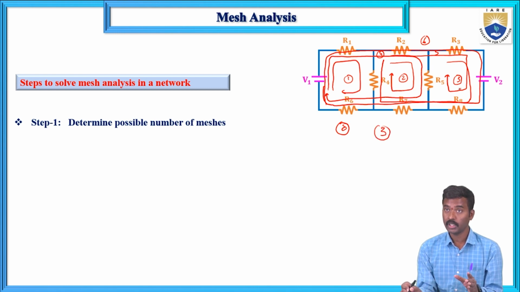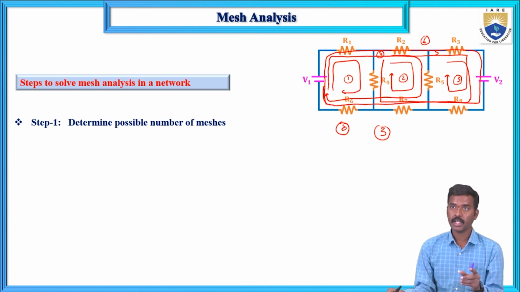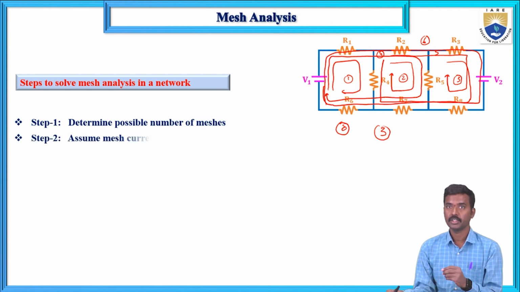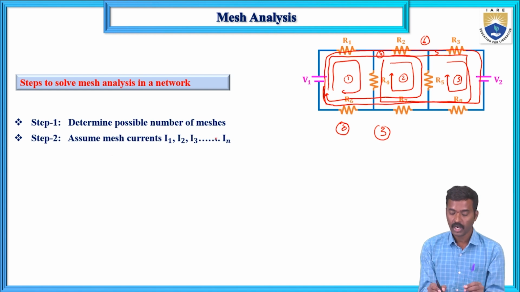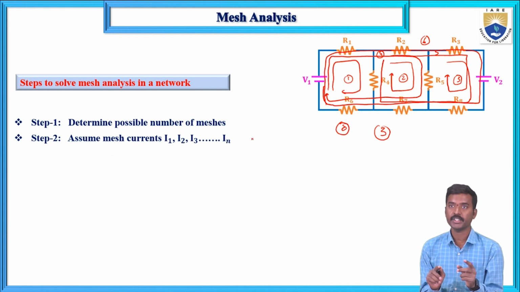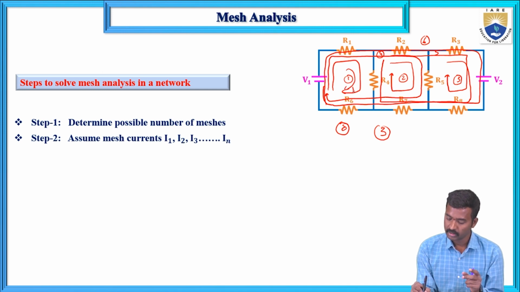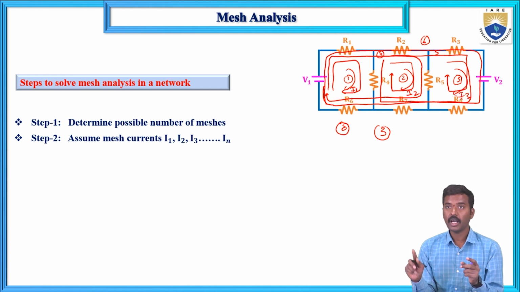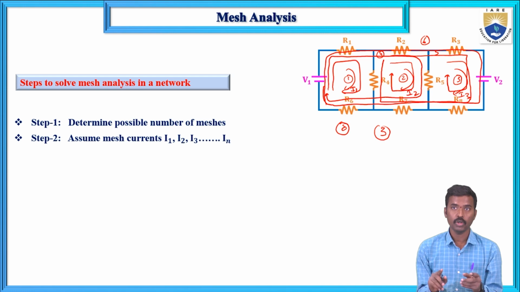1, 2, 3 only, not 6. Those 6 are loops. Next step, assign the mesh currents I1, I2 and I3. Assume the mesh currents I1, I2 and I3 in the clockwise direction. So this is I1, this is I2 and this is I3, till IN. If there are n meshes in a given network, then I1, I2, I3 till IN.